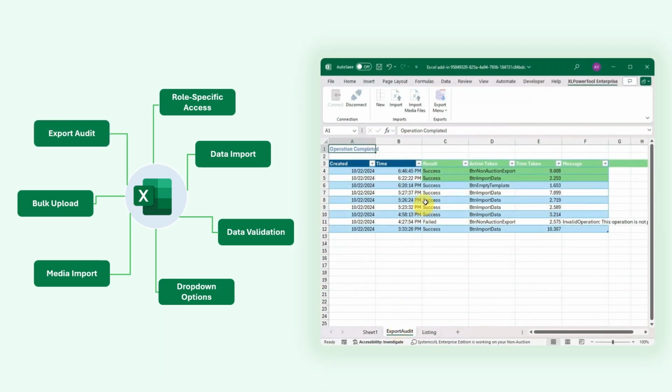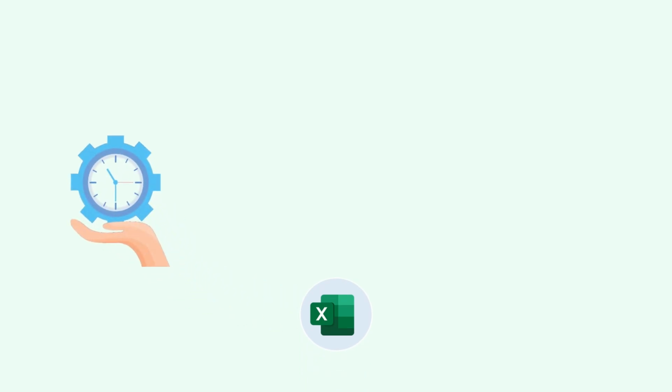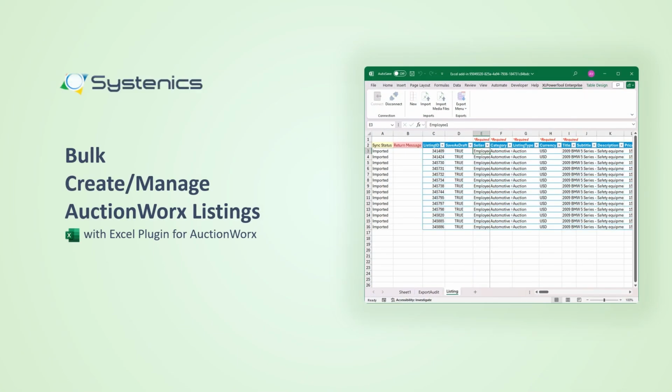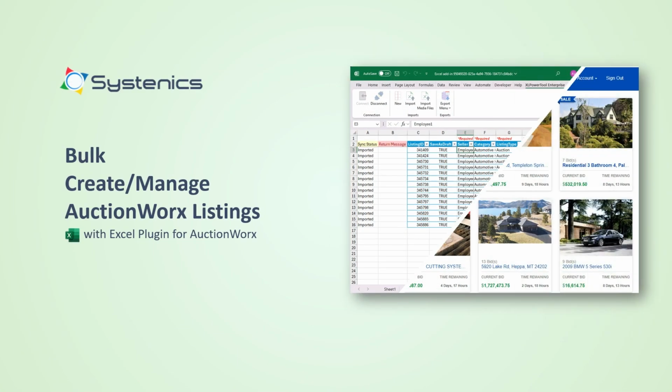Track all your activities with Export Audit feature. Save time, minimize errors, and boost your productivity. Try the Excel plugin for AuctionWorks today and revolutionize your listing process.